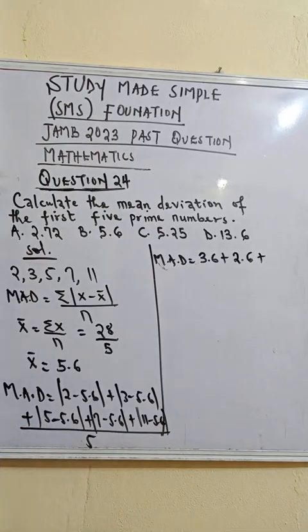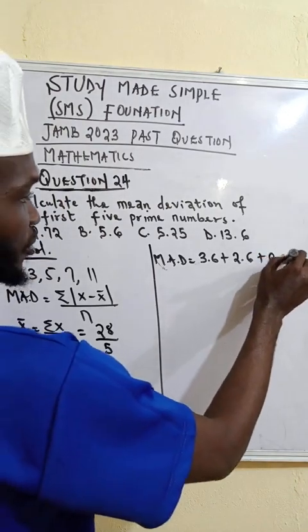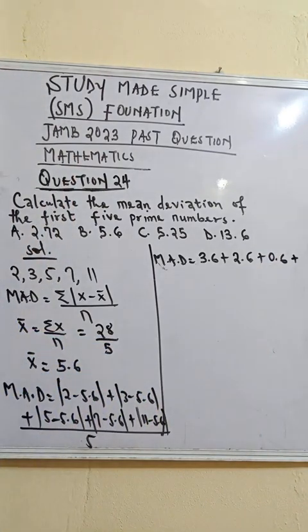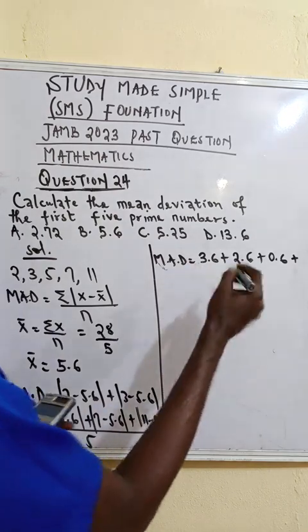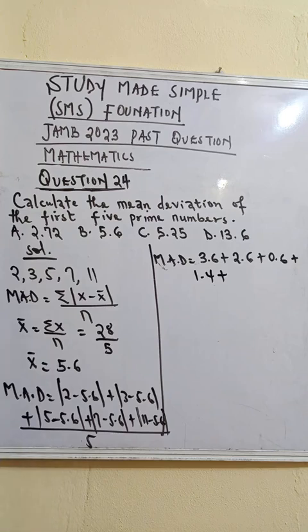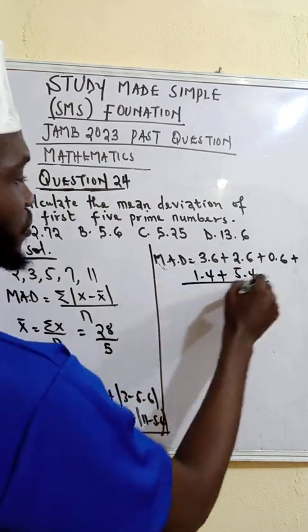Plus the next one, which is 5 minus 5.6. So that is equal to minus 0.6. I'll take the positive value, which is 0.6. The next one I add 7 minus 5.6. That will give me positive answer. So the absolute value of positive will still be positive. That's 1.4 positive. So 11 minus 5.6. That's the next one. So that gives me 5.4 positive. So all divided by 5.